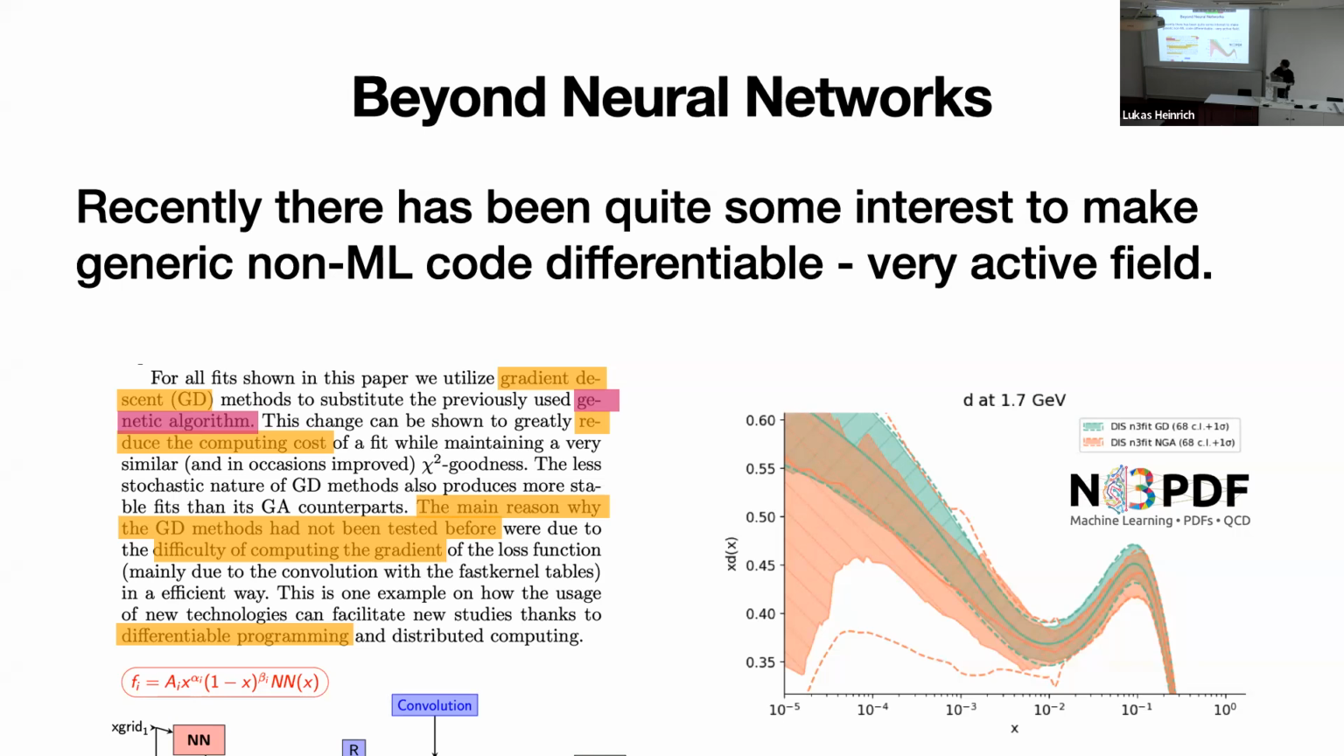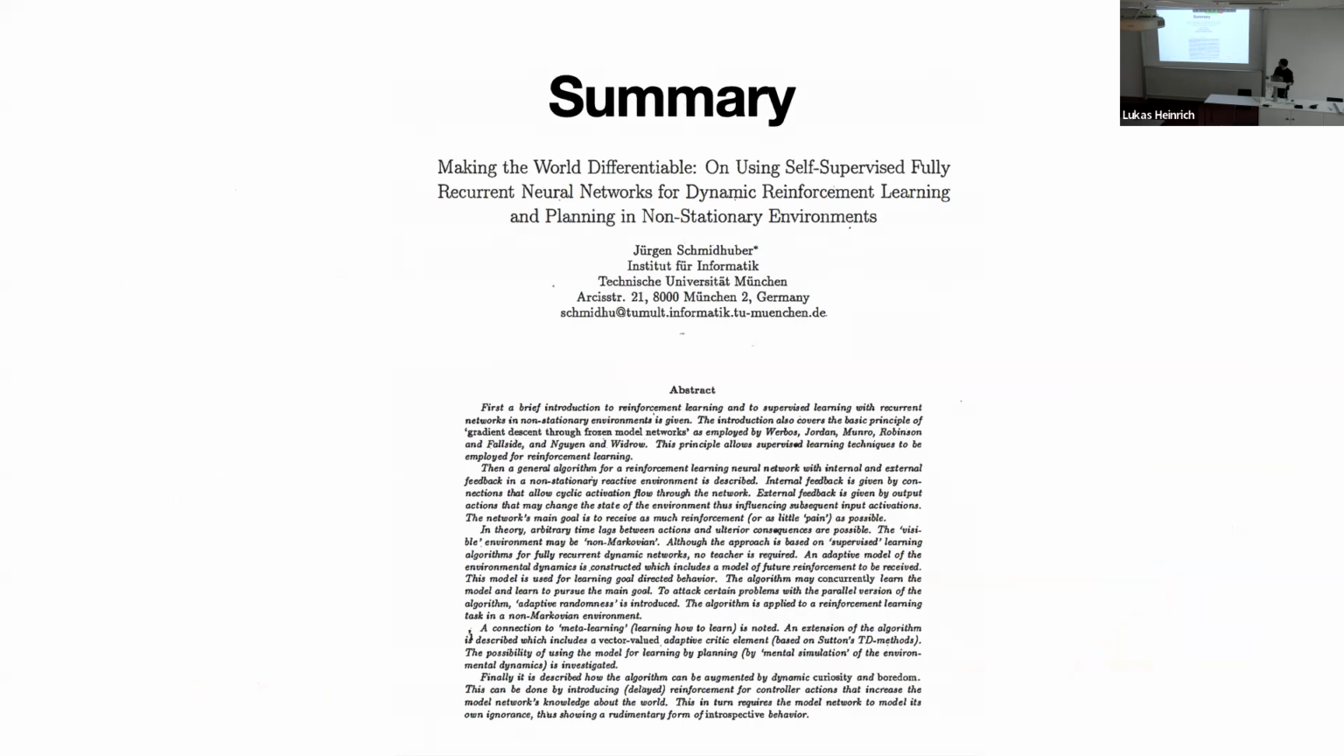Okay, so it's also something that I personally work on a lot, making physics code differentiable for various types of applications in particle physics. And so I just want to close maybe with this. So this is Jürgen Schmidhuber, who is one of the famous, also a little bit crazy figures in machine learning. But he was also at TUM, right?